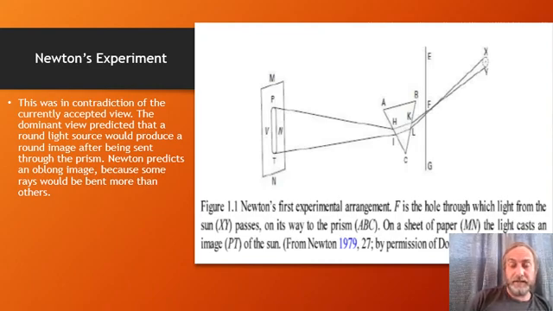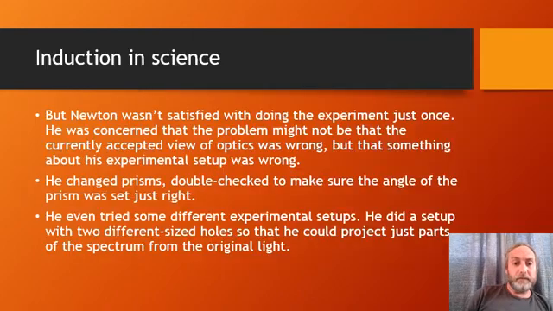So Newton does it, and in fact he does get an oblong image. He gets an oval. But Newton, sort of like Hume, wasn't satisfied doing it just once. That wasn't enough evidence for him. He wanted to make sure that it would always happen the same way.